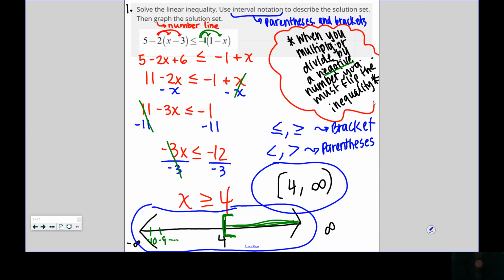So you always put parentheses around positive infinity and negative infinity.